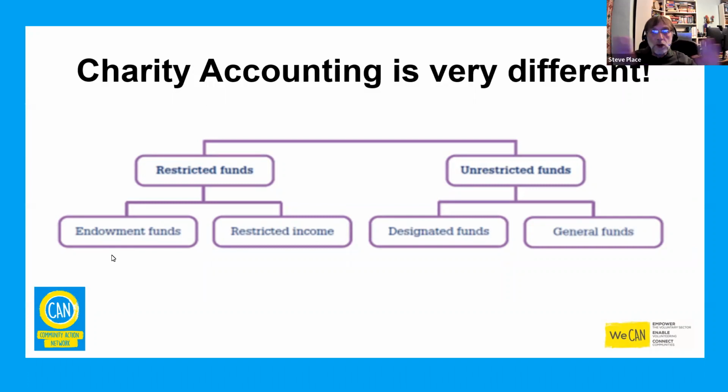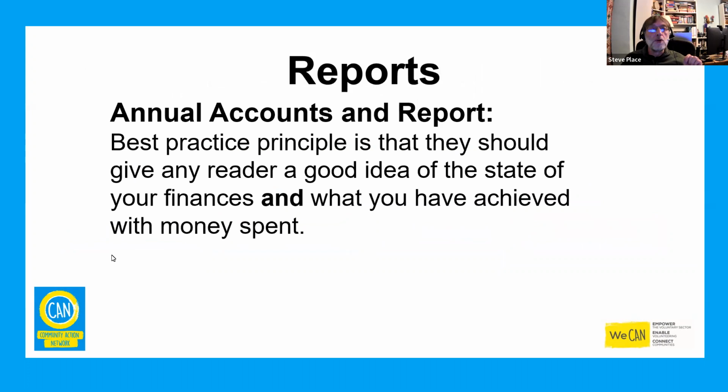So again, when you're looking at reports on your funds, you need to be clear, or it needs to be made clear to you, what's restricted and what's unrestricted, what's our designated funds and what's our general reserves. So reports. Two types of reports. You've got your annual accounts and report, and best practice is they should give a reader a good idea of the state of your finances and what you have achieved with the money spent.